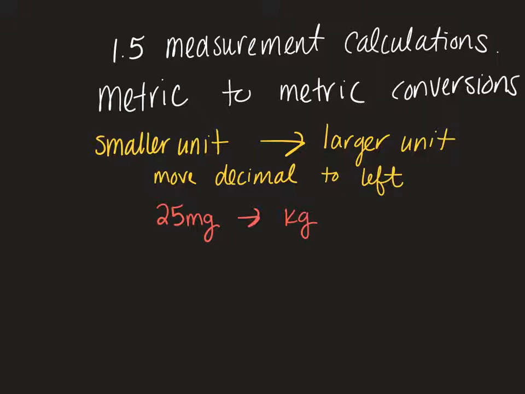So we're going to move it 6 places to the left. So if we have 25, right? Decimal starts here. We go 1, 2, 3, 4, 5, 6. Add our zeros, and that's how many kilograms we have now.